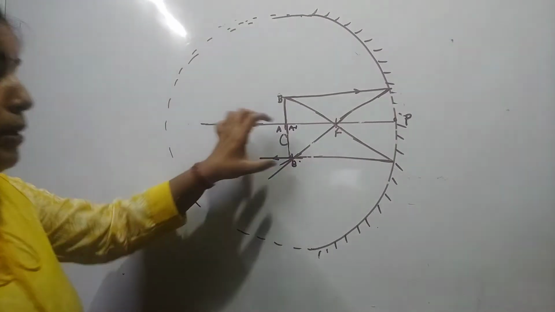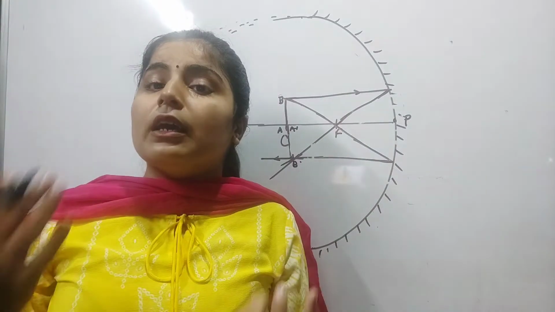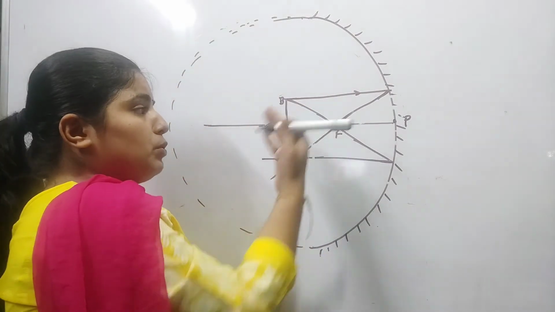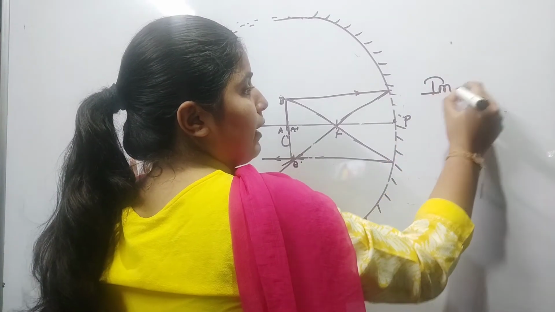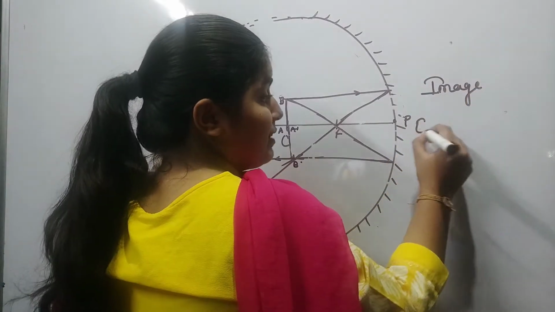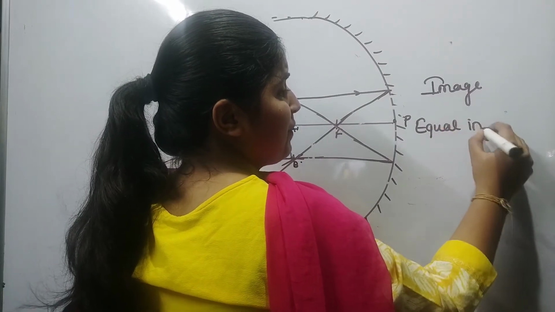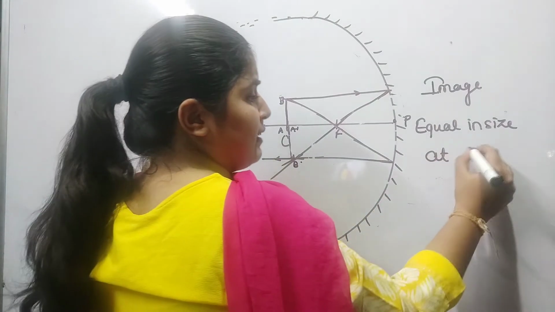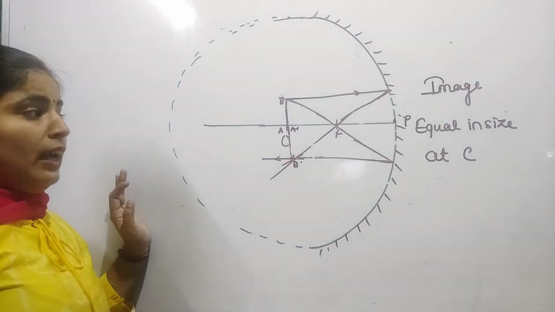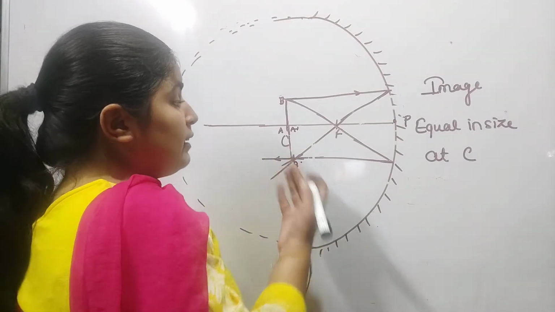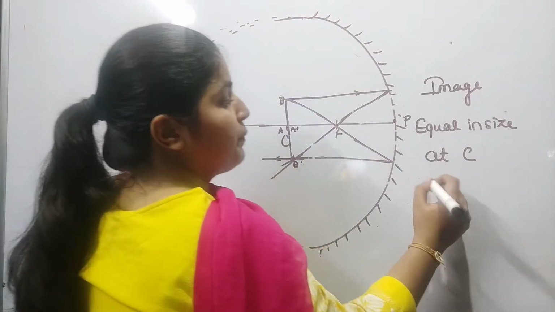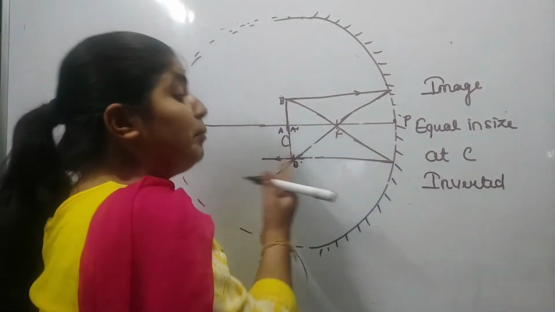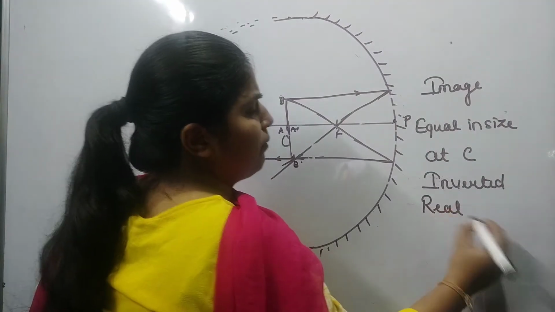The image which will be formed by the concave mirror will be equal in size to the object. So the size of the image will be equal to the size of the object. So what will be the four characteristics of the image? It is equal in size. The first, where the image is formed: that is at C, the center of curvature. The third thing is that it is inverted in nature. And it is real, because the two reflected rays actually meet each other. So the image which will form will be real.